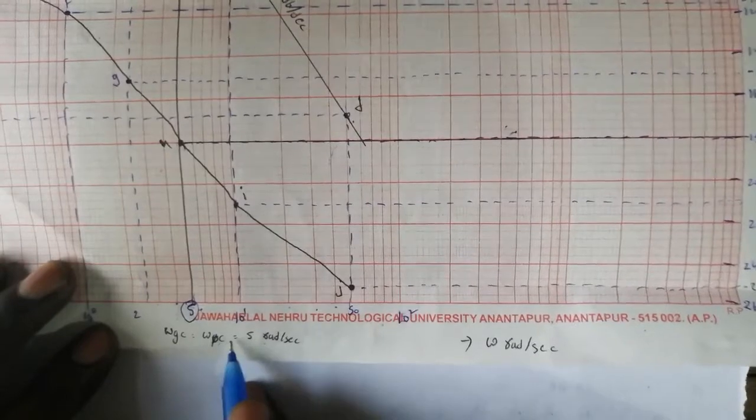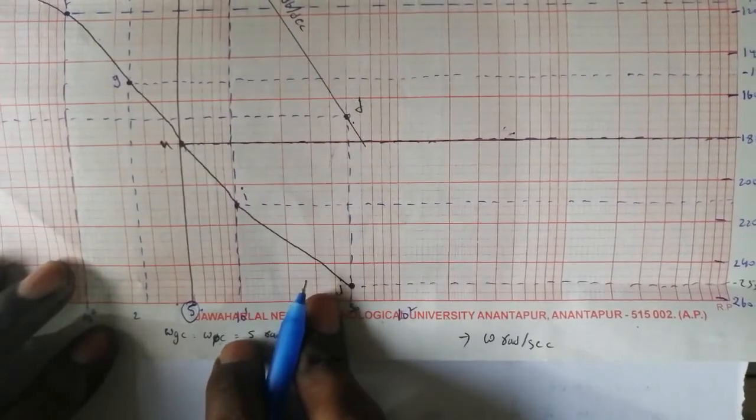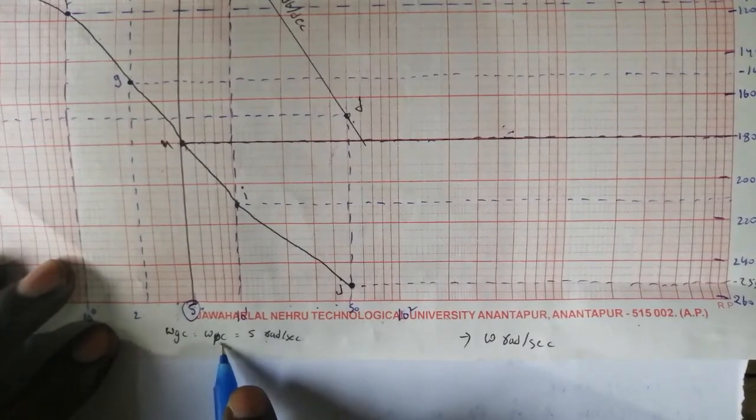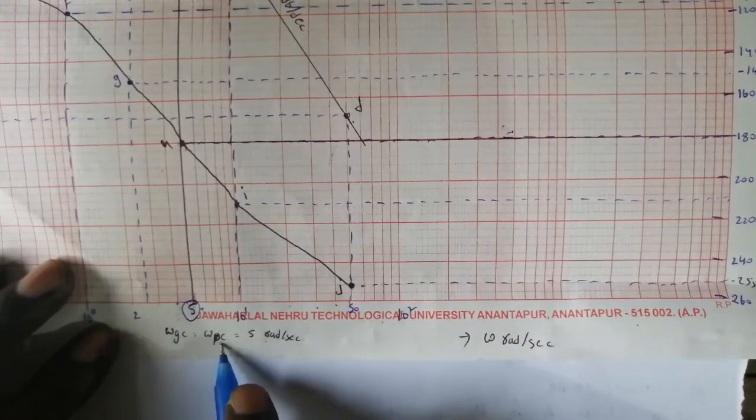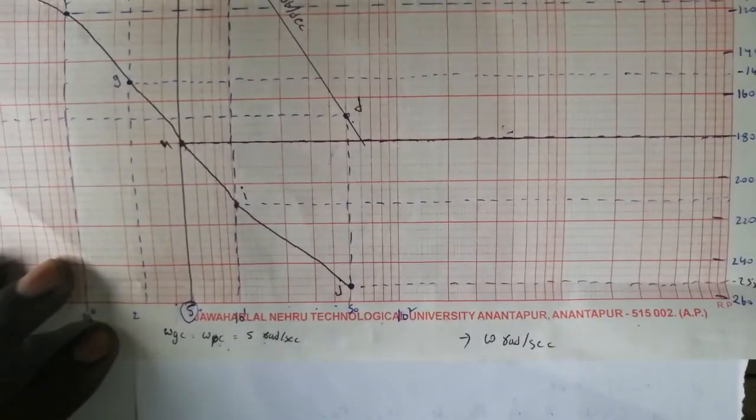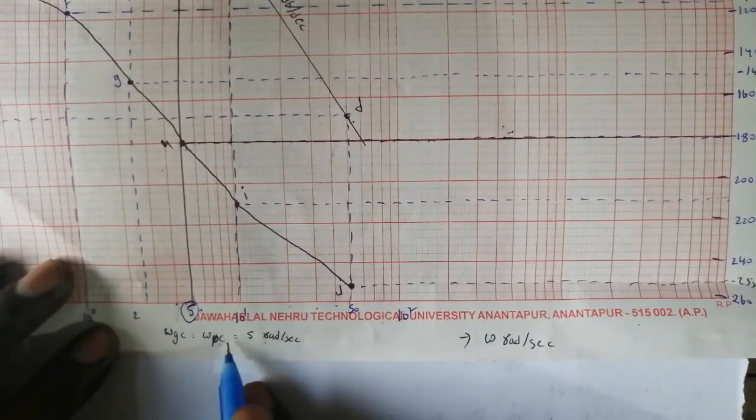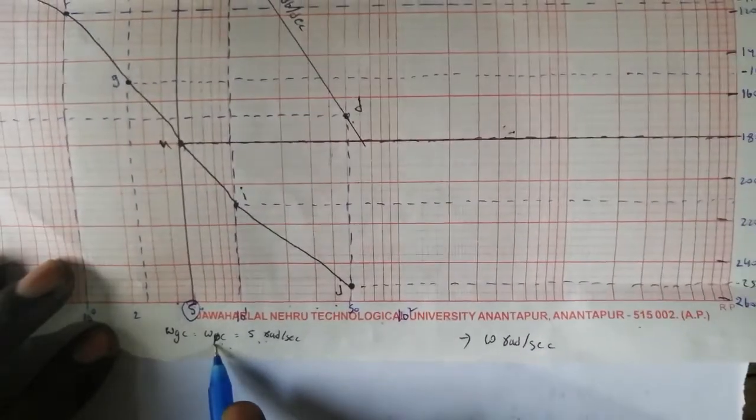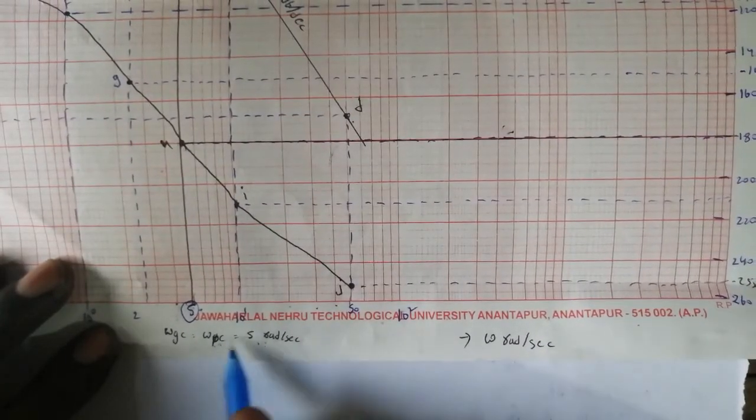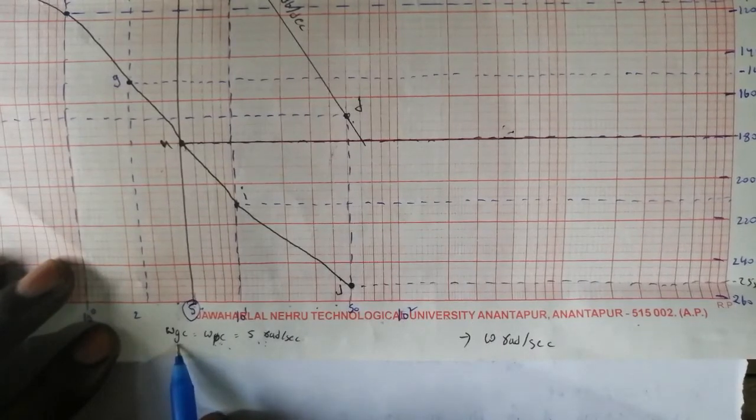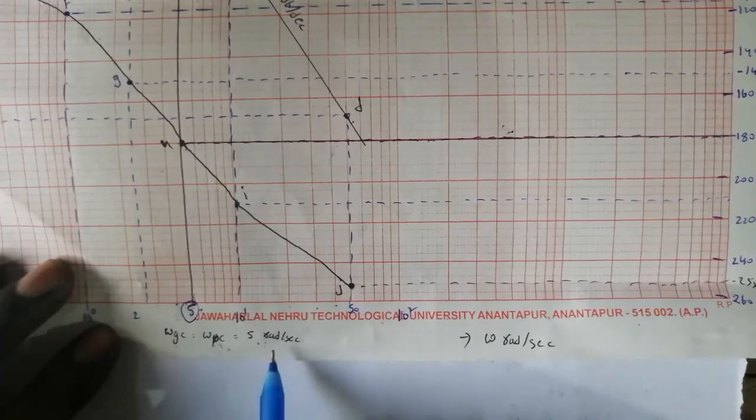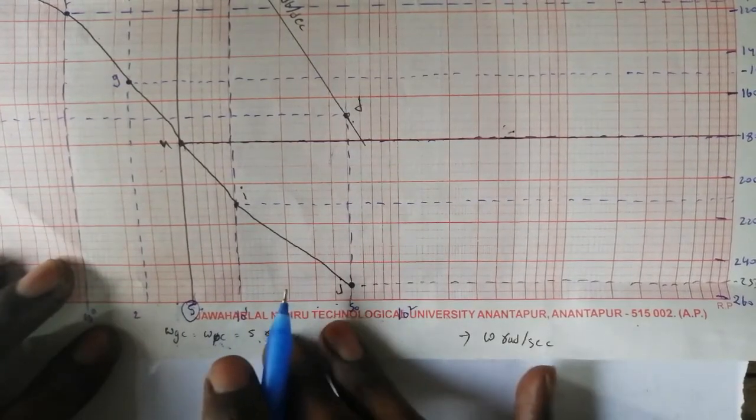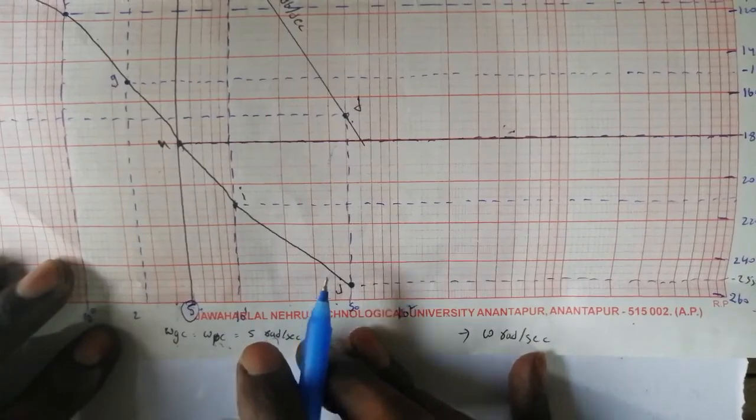We already have the stability conditions based on omega gc and omega pc. When the phase crossover frequency is greater than the gain crossover frequency, it is called a stable condition. When both are equal, it is called marginally stable. When omega pc is less than omega gc, it is called an unstable condition. Here the gain crossover frequency and phase crossover frequency are equal, so it is called a marginally stable condition. This is the way of drawing the Bode plot for the given open loop transfer function. Thank you.